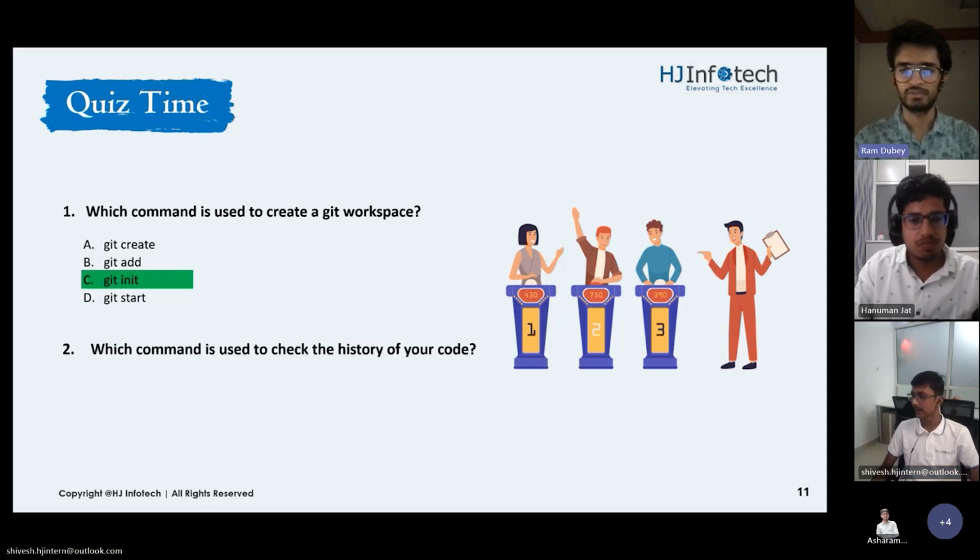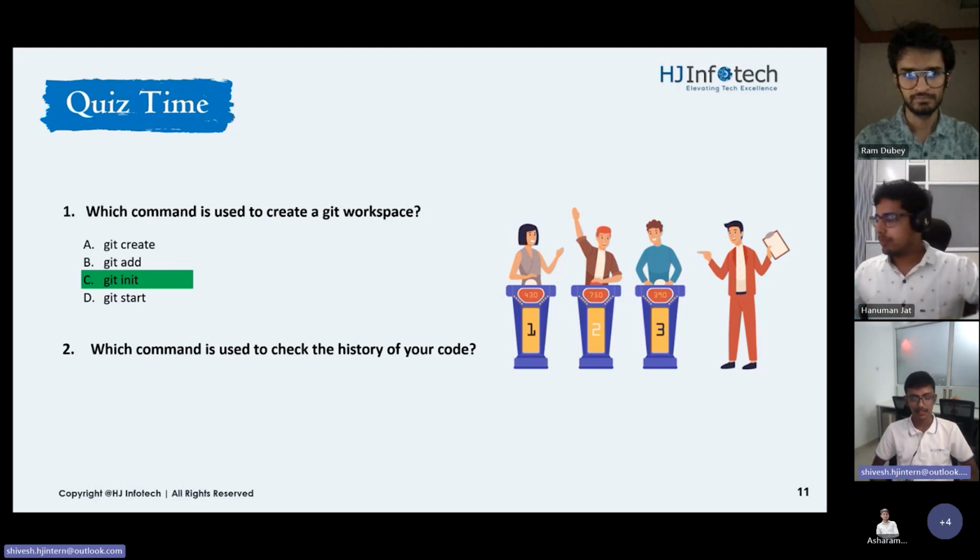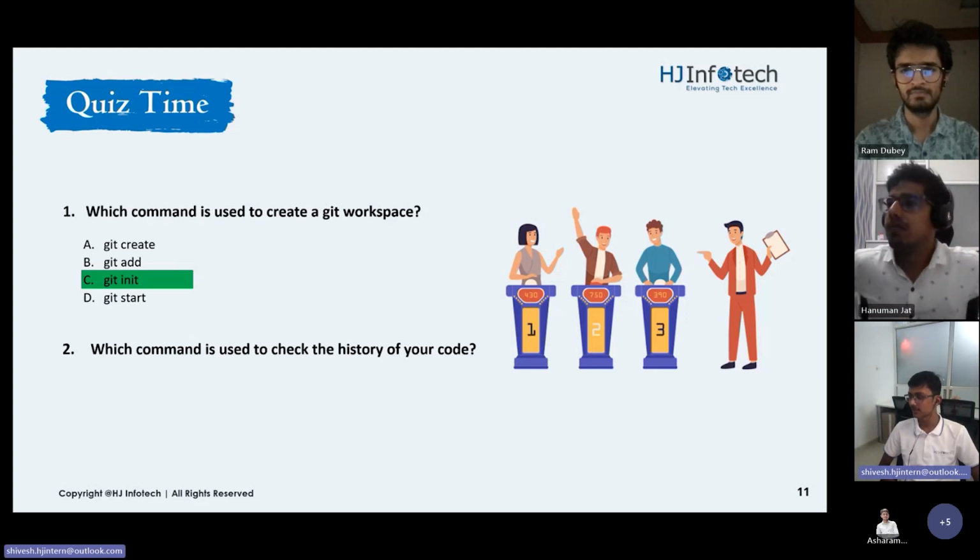Before you move on to the second question, Shivesh, can you please also explain, since someone has answered A, why A is the wrong answer? A is the wrong answer because there's nothing such as git create in the git commands. That's why it is the wrong answer.